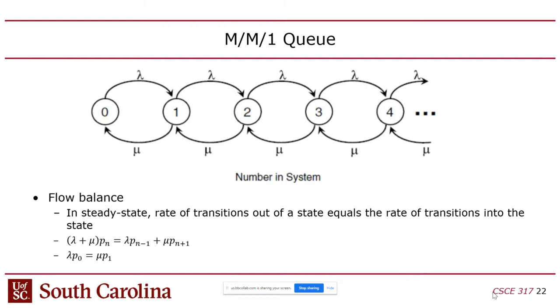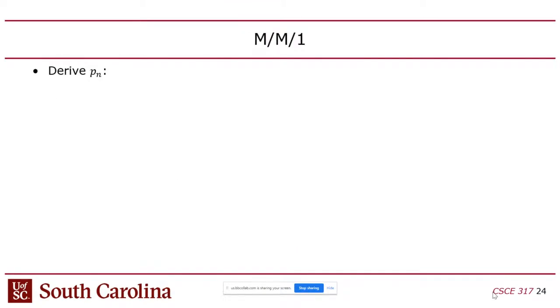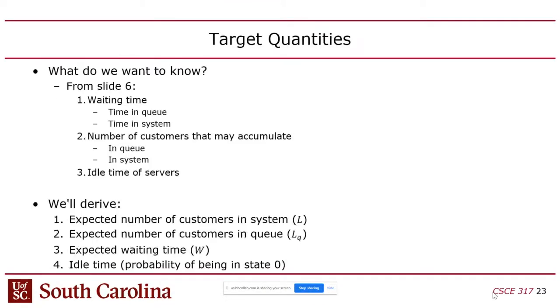Okay, so that part, to me, I think that's kind of counterintuitive, but that's where queuing theory is built, on this notion of balance, right? This flow balance. Okay, so we need to derive some things now. Ultimately, again, we want to know waiting time and number of customers, and idle time of servers would be nice too.